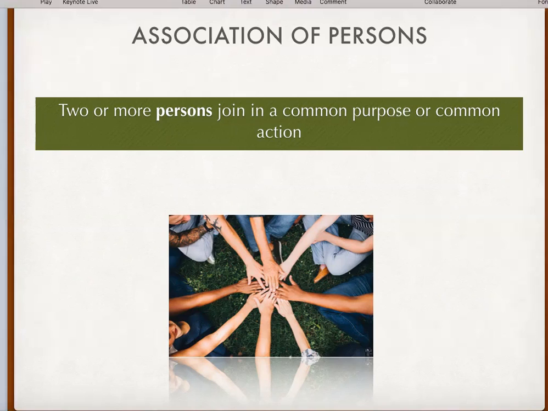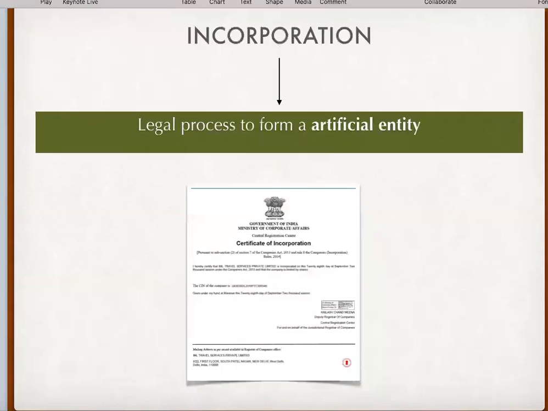If it's a business company or a commercial company, it could be to earn profits or to increase their wealth, or it could be a company just to help the society. So that's what association of persons means. And thereafter, the incorporation. Now, incorporation is the legal process of forming the artificial entity. So unlike the natural person, the company is formed by incorporation. It's not born out of the womb, rather it's formed by way of a legal process.